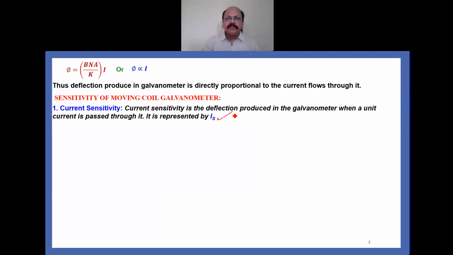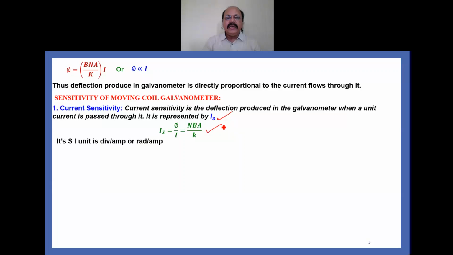S is subscript. So what we get? I_S is equal to phi upon I, that is the deflection produced in the galvanometer when unit current passes through it. Phi is the deflection produced in the galvanometer when current I passes. So that's why I_S equals phi upon I. Now from here, phi upon I is equal to NBA upon K. So the current sensitivity depends on the number of turns, magnetic field, area of the coil, and torsional constant of the spring.